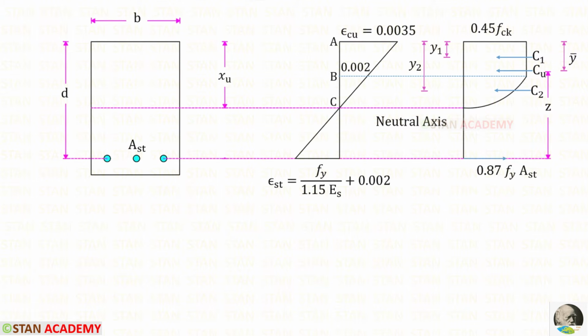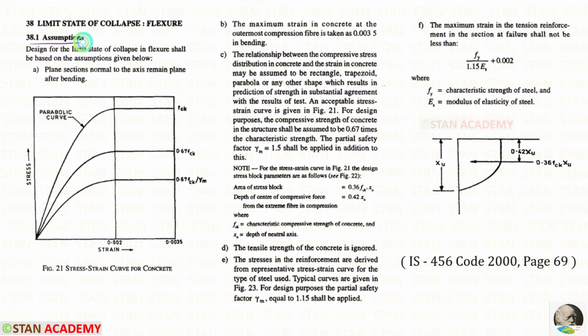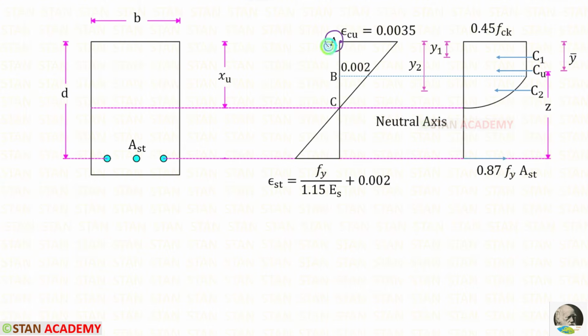Now let us take a random section. In the stress strain curve, we can see that the strain at the end of the parabolic shape is 0.002. In the assumptions, we can see that let us keep this point as A, this point as B, and this point as C.